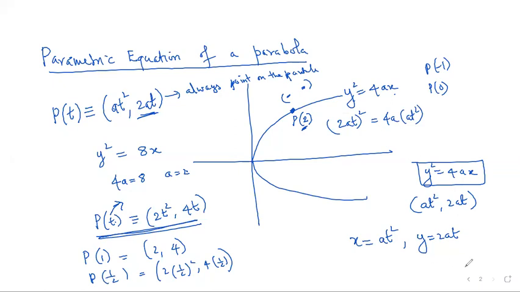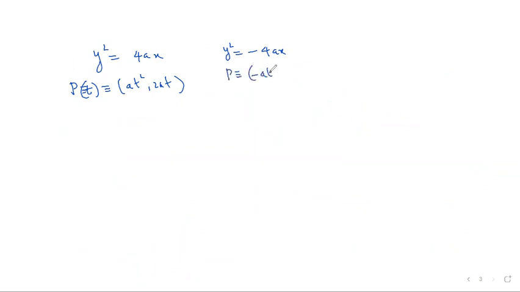Okay, my question to you is, if the equation of the parabola is y square equal to 4ax, the parametric coordinate of any point on this parabola is at square comma 2at. That's what I taught you just now. If it is y square equal to minus 4ax, what would be any point on this parabola? Minus at square comma 2at. Very good. Minus at square comma 2at.